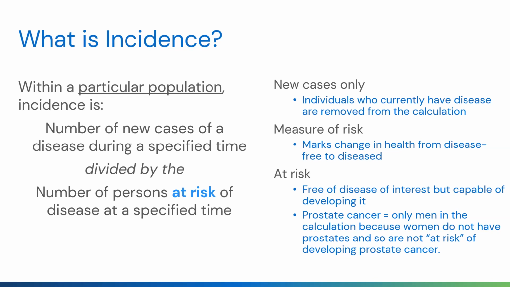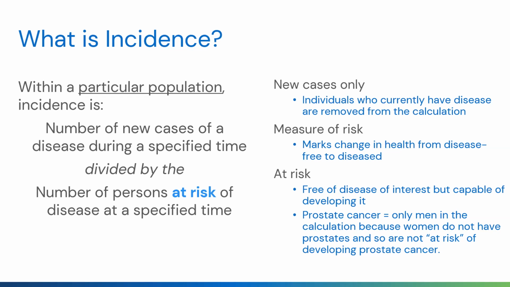So if you're calculating breast cancer incidence and you already have breast cancer, you are no longer part of the calculation. Measures of risk. This marks change in health from disease-free to diseased. So you're moving from one thing to the other. So what is that measure of risk? That's what we're trying to understand with incidence. And what does it mean to be at risk? Free of the disease of interest, but capable of developing it.